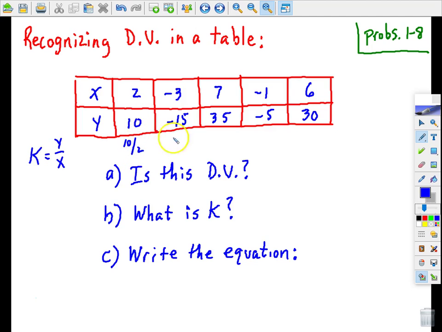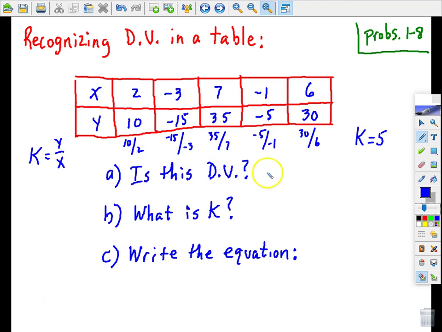Well, 10 divided by 2 is 5. Negative 15 divided by negative 3, still 5. Let's keep going. 35 divided by 7 is 5. Negative 5 divided by negative 1, still 5. And 30 divided by 6. Every time we did y divided by x, we got the same result. And that same result is what we're calling k, the constant of variation.